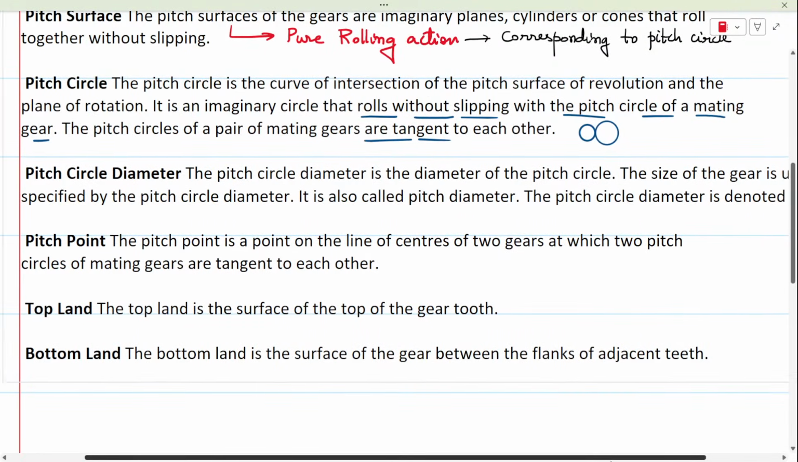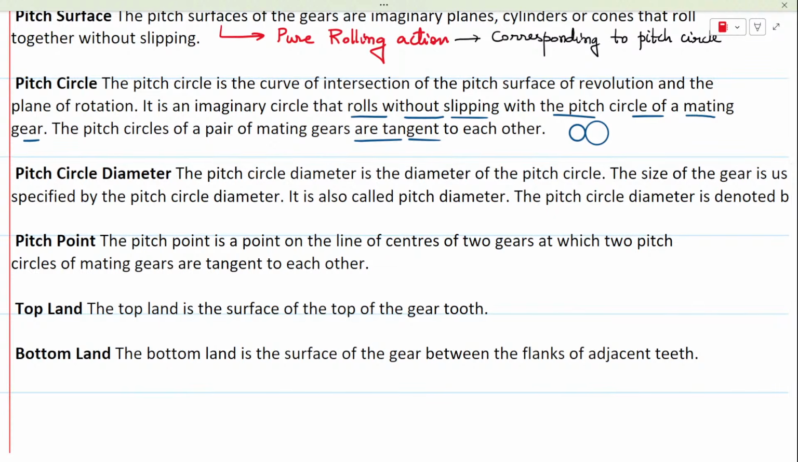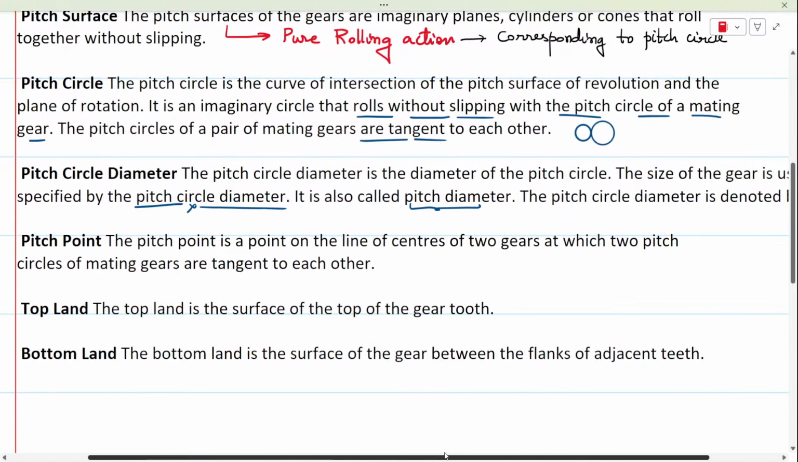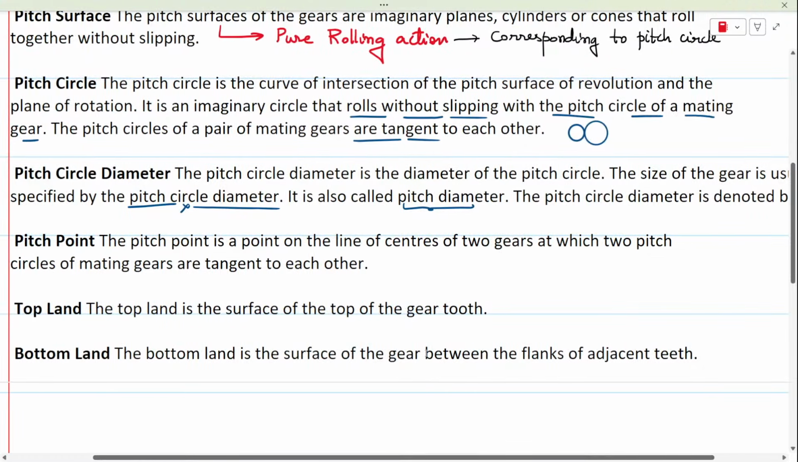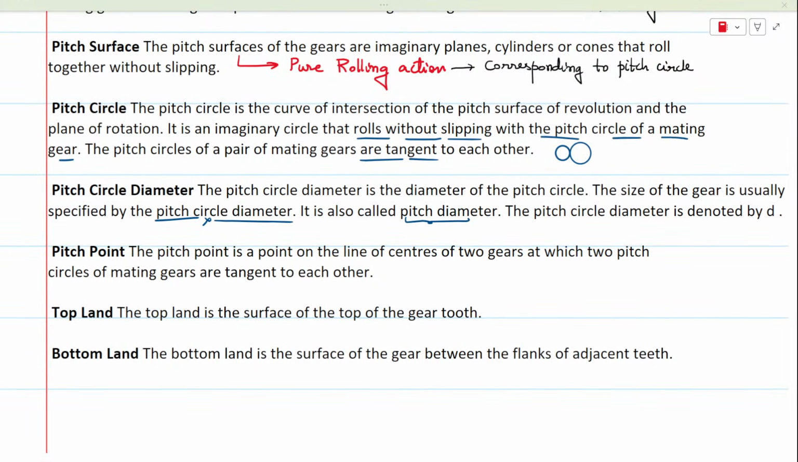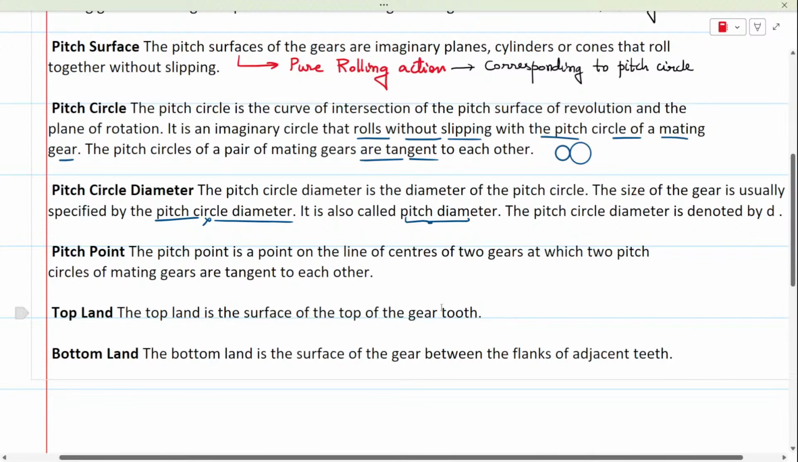The pitch circle diameter is called the diameter of the pitch circle, and the size of the gear is usually specified by the pitch circle. This is also referred to as pitch diameter, and pitch diameter is denoted by the simple letter D. So gear size is specified by the pitch circle diameter only. That you are supposed to remember.